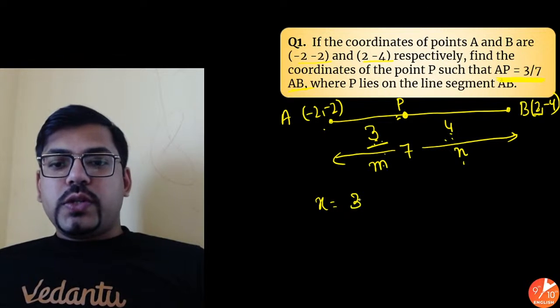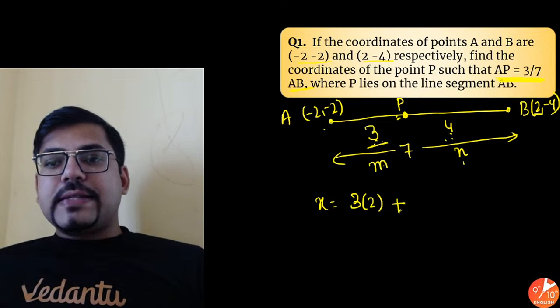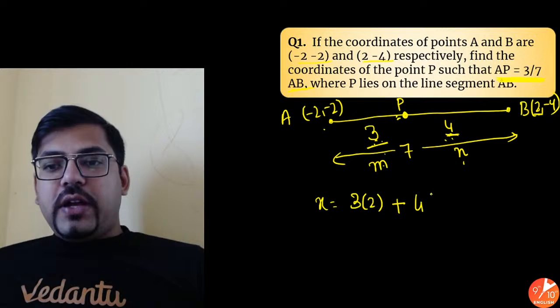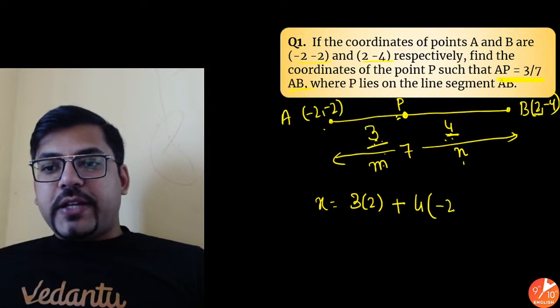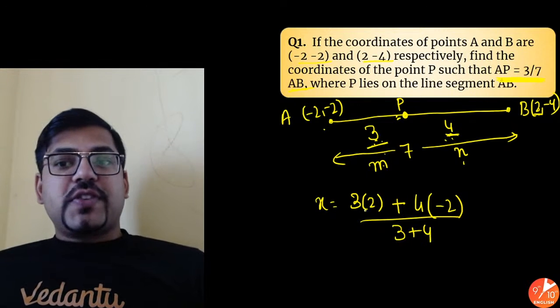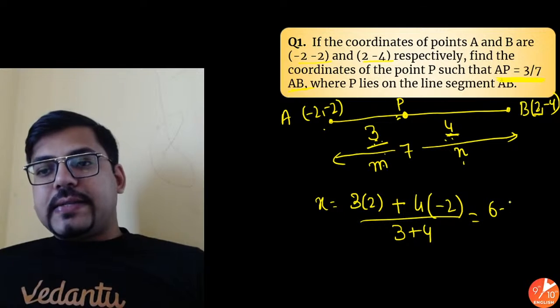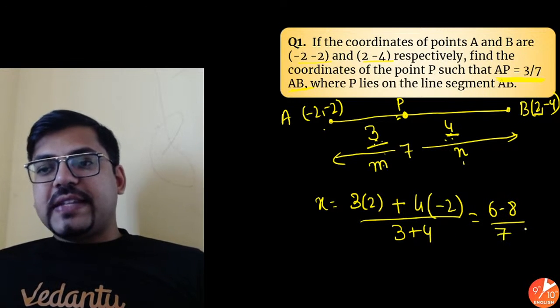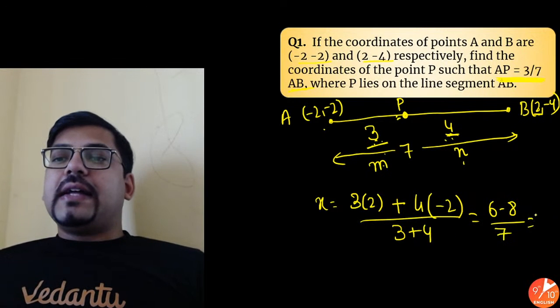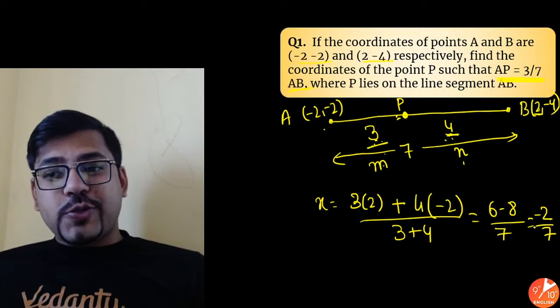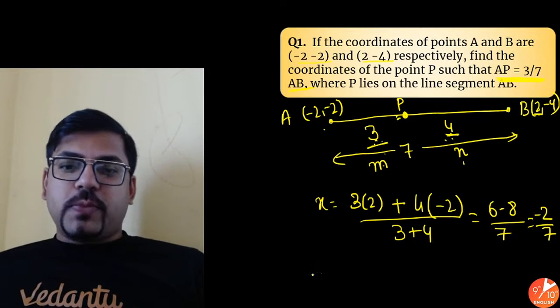So 3 into 2, this is mx2 plus n into x1 is minus 2, divided by m plus n, 3 plus 4. So 3 2s are 6 and 4 2s are minus 8. So 6 minus 8 divided by 4 plus 3, 7, and hence the answer is minus 2 by 7. Did everyone understand? All of you understood that x is going to be minus 2 by 7.